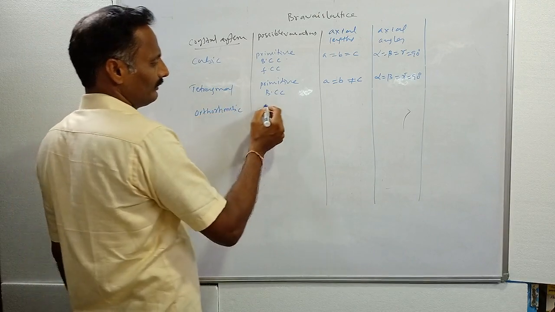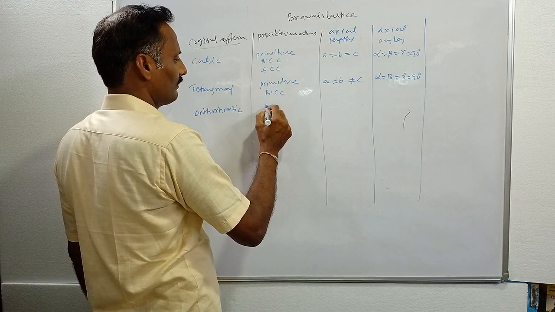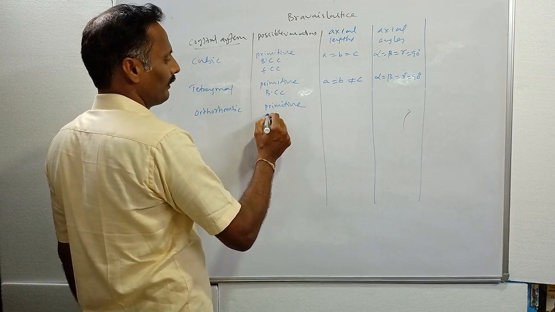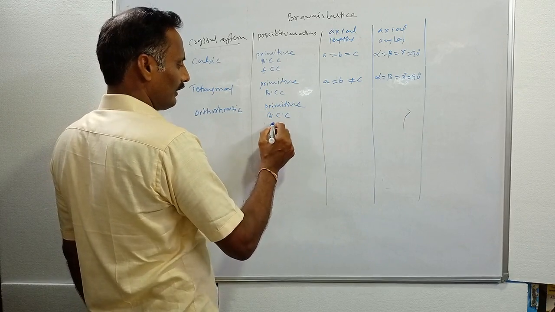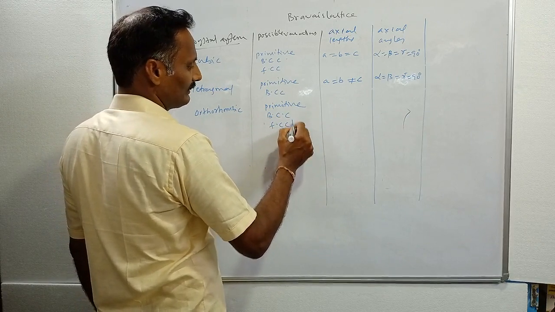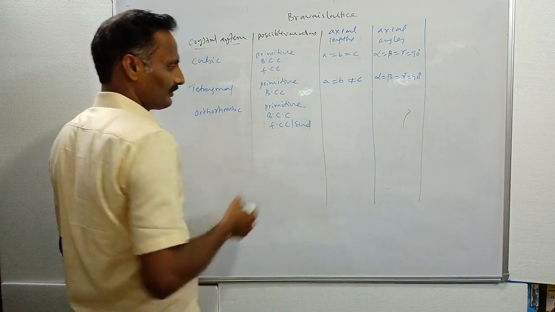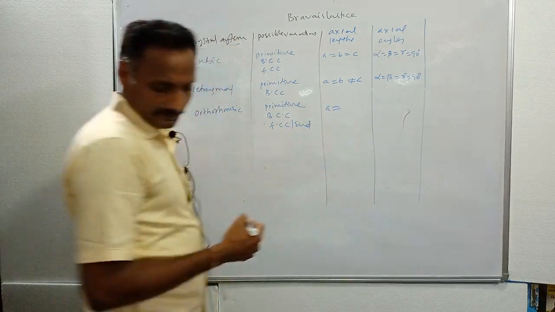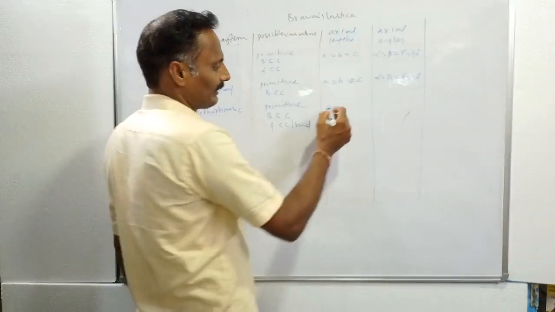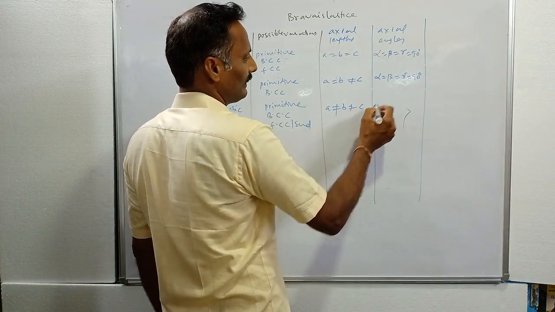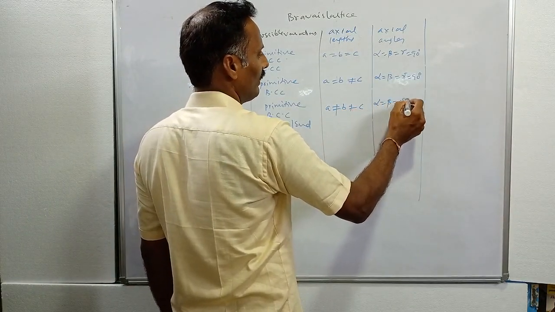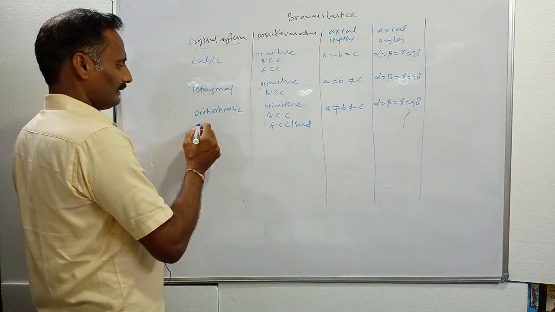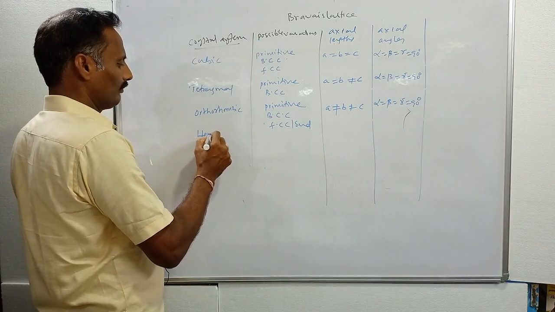In orthorhombic you have 4 possible variations. One is primitive unit cell, one is BCC, one is FCC, and one is end centered unit cell. Here A not equal to B and B not equal to C, alpha equal to beta equal to gamma equal to 90 degrees. Then next one is hexagonal.